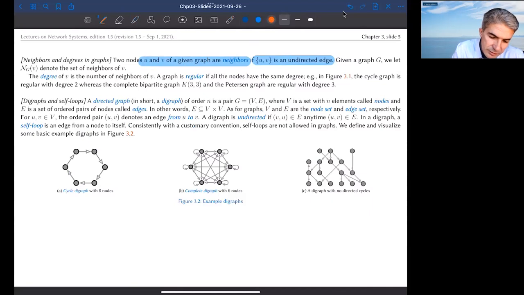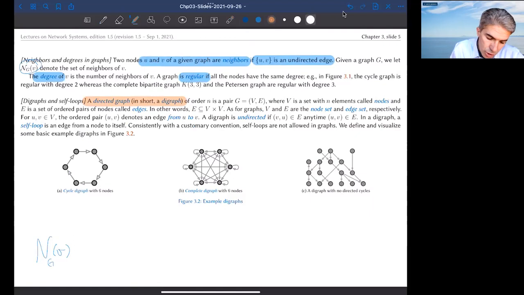Sometimes I will write this symbol here. So neighbors of a node V in the graph G to denote the set of neighbors. Sometimes you just don't even use the symbol G because there's only one graph you're working with, so you don't need to specify it. But if you do, then you use it as a subscript. I have defined the notion of what's the degree of a node, when is a graph regular, and I've given you some examples. Now, I am ready to talk about directed graphs or digraphs.